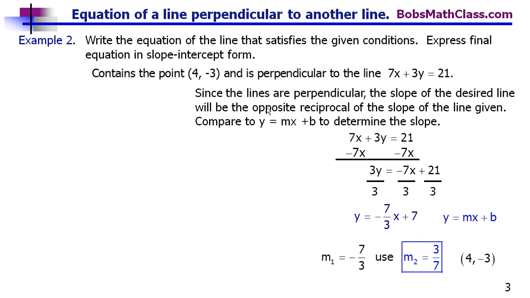And our point, just rewriting it over again, we're going to use (4, -3) for our point. Going back to writing y = mx + b, we need to find out what b is, because we have our slope, which is 3/7. We need b. So 4 will replace x. -3 will replace y. 3/7 will replace m.